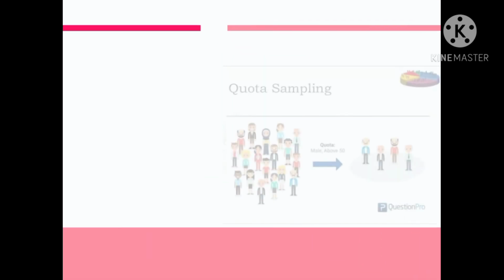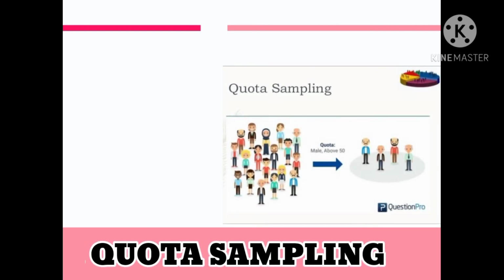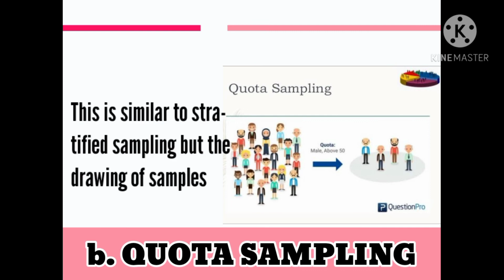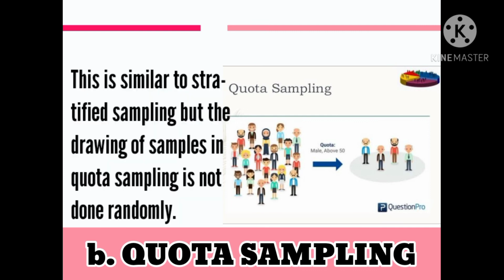The second type of non-probability sampling is quota sampling. This is similar to stratified sampling, but the drawing of samples in quota sampling is not done randomly. If the desired quota is reached, the drawing of samples is terminated.